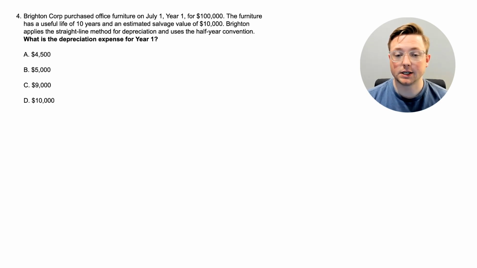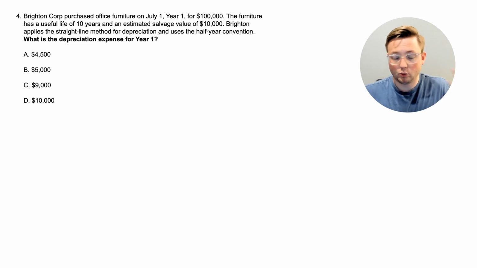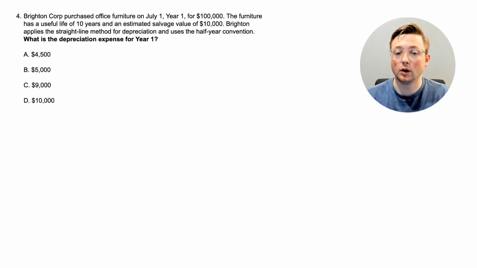So what is the depreciation expense for year 1? This is the straight line method, and we've already talked about that in question 1, but it is mentioning the half-year convention. If you don't know what that is, then you might not be able to figure out this problem, but I think if you just think about what the half-year convention means, you could probably figure out the correct answer, and then we'll go into the explanation to explain why that's the correct answer.